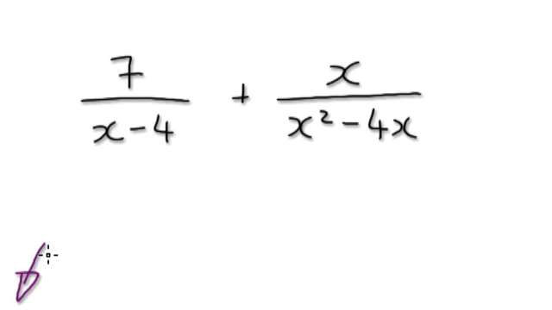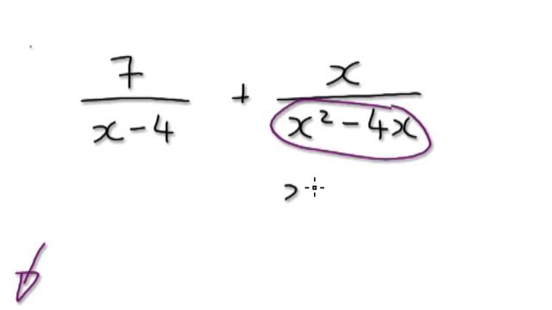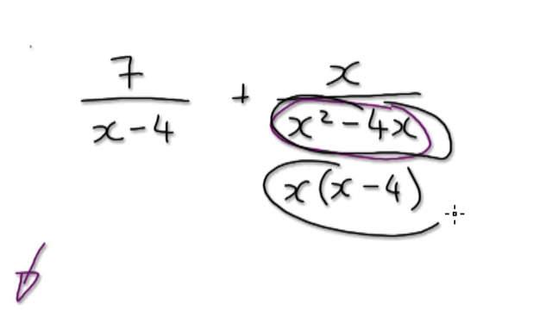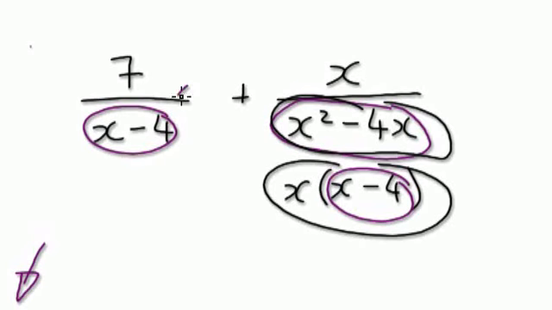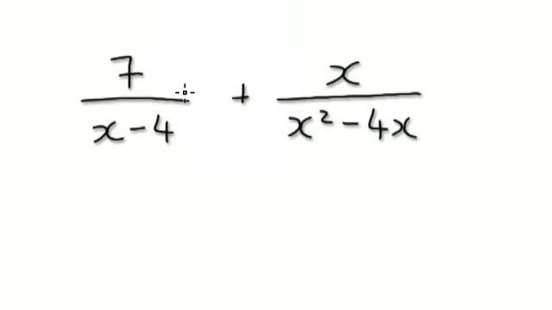Okay, so to do this here, notice that if you imagine this bit as this, x bracket x minus 4. You see this thing here, you can visualize it as this here, and if you look at this bit here, this is exactly the same as this. So all you need to do is times top and bottom here by x, and then the two denominators will be the same.